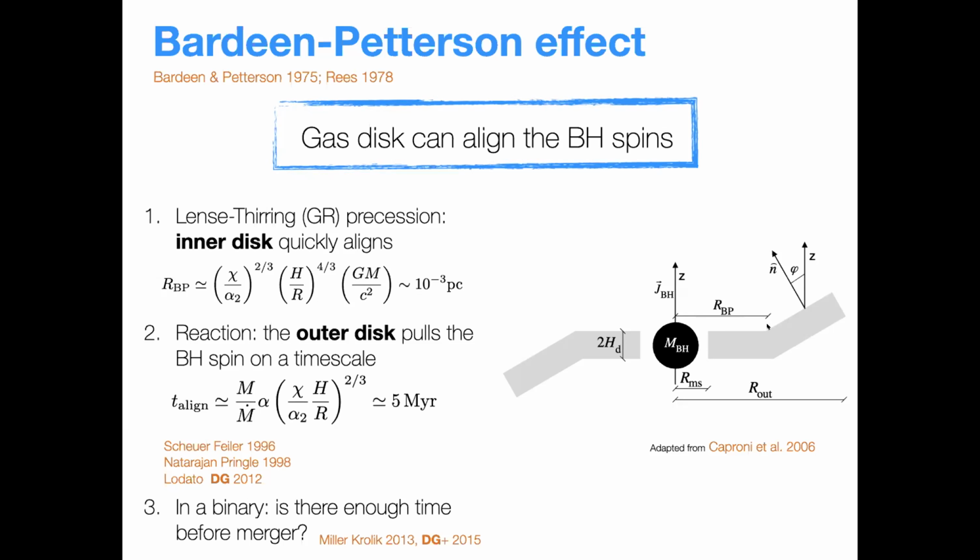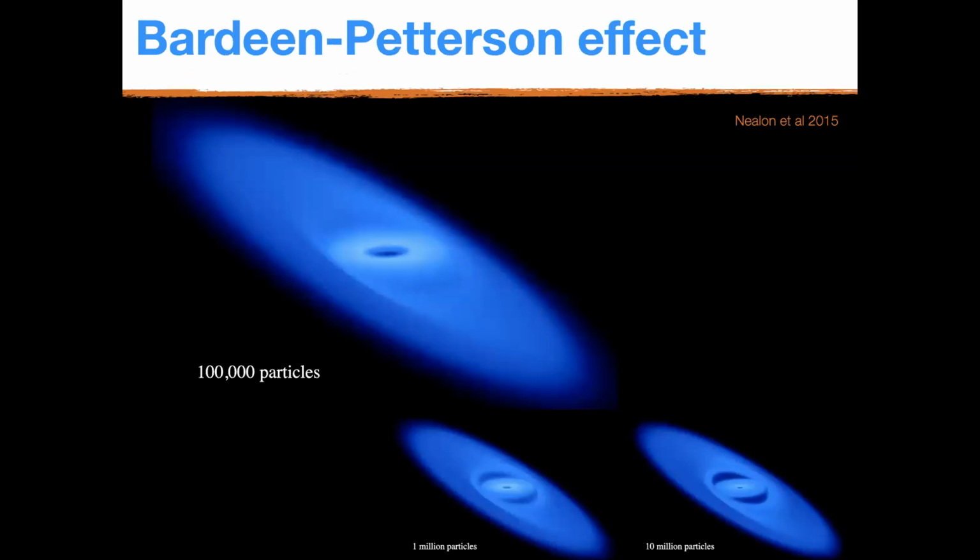Most of the angular momentum, however, resides in the outer disk, which means that on a longer timescale, 5 megayears for typical supermassive black hole and AGN disk parameters, the outer disk pulls the black hole towards alignment. So the long-term evolution of the system is that the black hole aligns with the outer disk. Now, in my field, in gravitational waves, one of the key issues we've been studying is whether this time is enough. Because if you have two black holes and they will eventually have to merge, you have a finite time to do this alignment process.